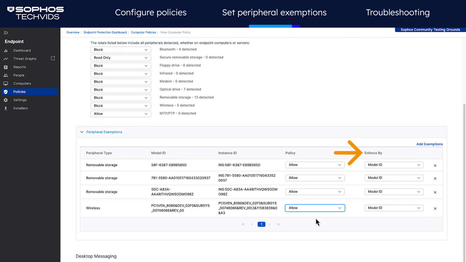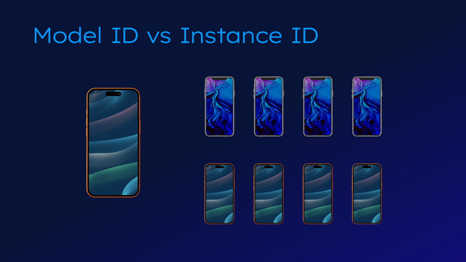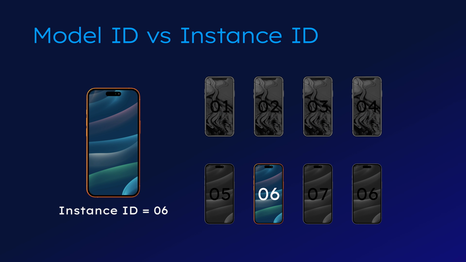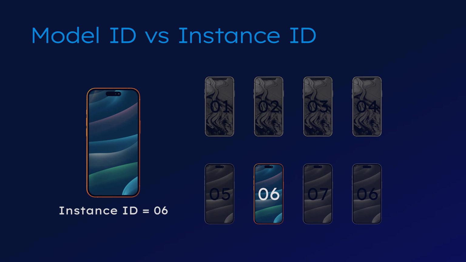Under Enforce By, you can enforce the exemption via Model ID or Instance ID. Enforcing by Model ID will allow or block all devices of that specific model. Using an Instance ID will instead allow or block that specific device ID.